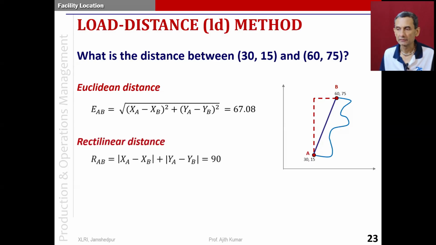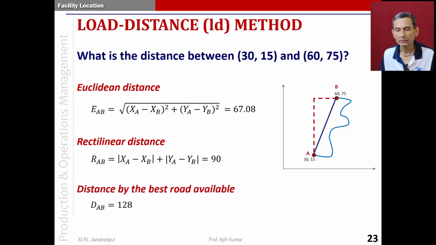The rectilinear distance is different from the Euclidean distance. When we consider rectilinear distance, we are moving along a path which is parallel to either the x-axis or the y-axis. So the rectilinear distance between A and B would be the absolute value or the modulus of the distance between the x coordinates of A and B plus the modulus or the absolute value of the distance between the y coordinates of A and B. So absolute value of xa minus xb plus absolute value of ya minus yb. The sum of these two is the rectilinear distance between A and B.